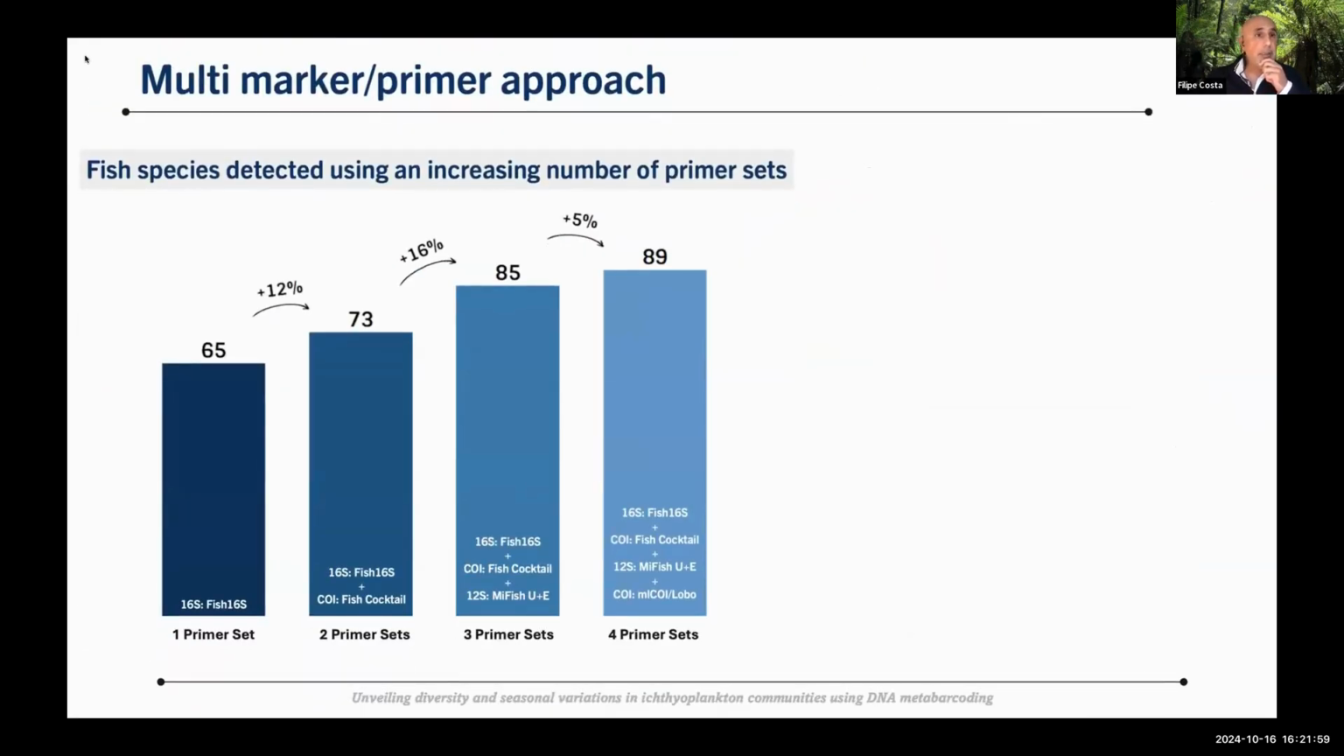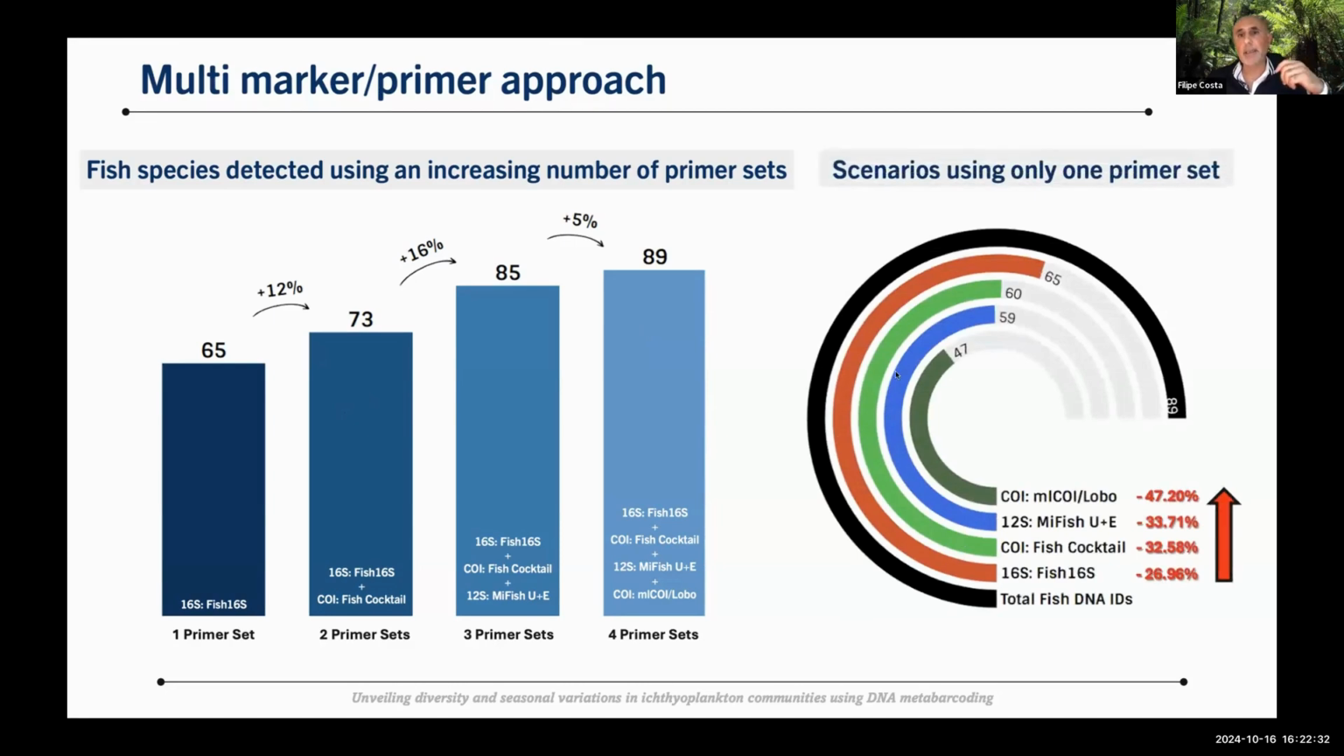So when we look at the efficiency of the markers, what we can see is, first of all, we get overall 89 fish species during this 13-month period. And the 16S was the best primer set. It detected 65 species. But each time we add one more primer to our analysis, we improve considerably the number of species detected.